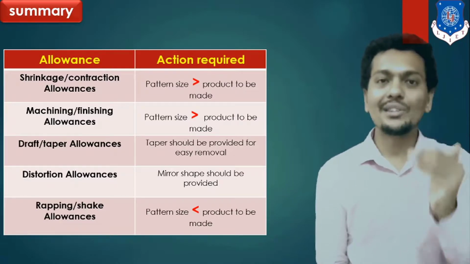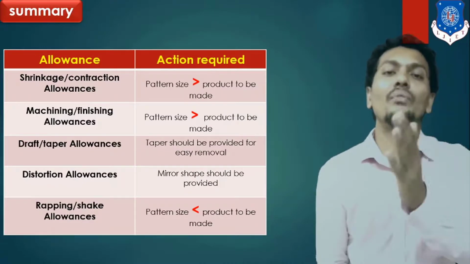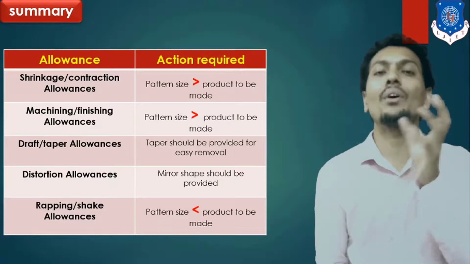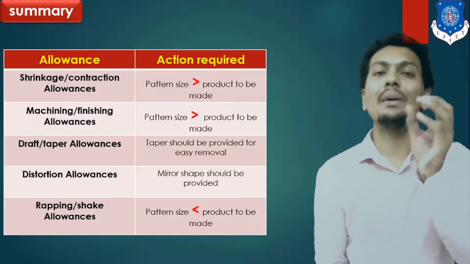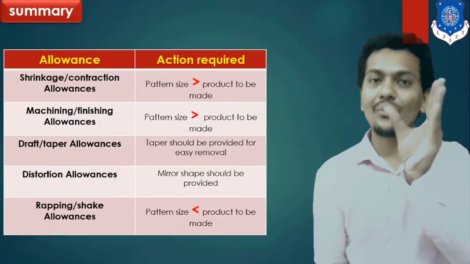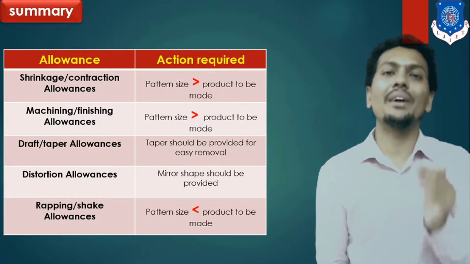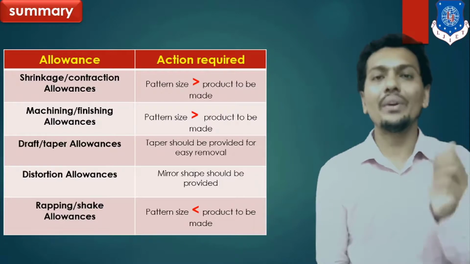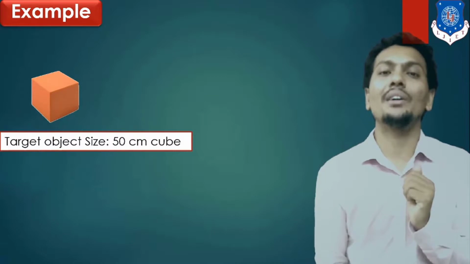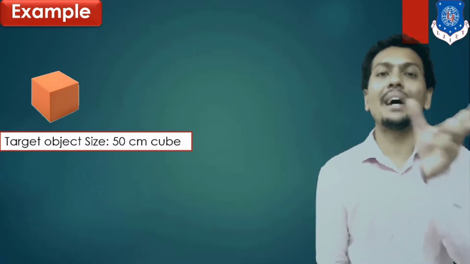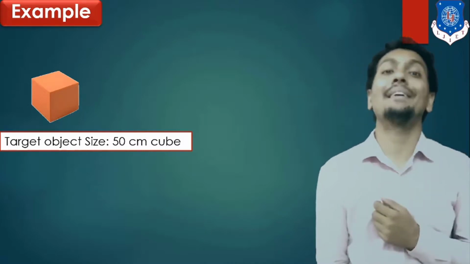So here I mentioned the different types of allowances and the different action required for each particular allowance. For shrinkage allowance, your pattern will be larger because during shrinkage your final casting will be lesser in dimension, right? So here I mentioned the different action required for different types of allowances. And now coming to our question, once again I repeat our question: if your target dimension is a 50 centimeter cube, what will be your pattern size?